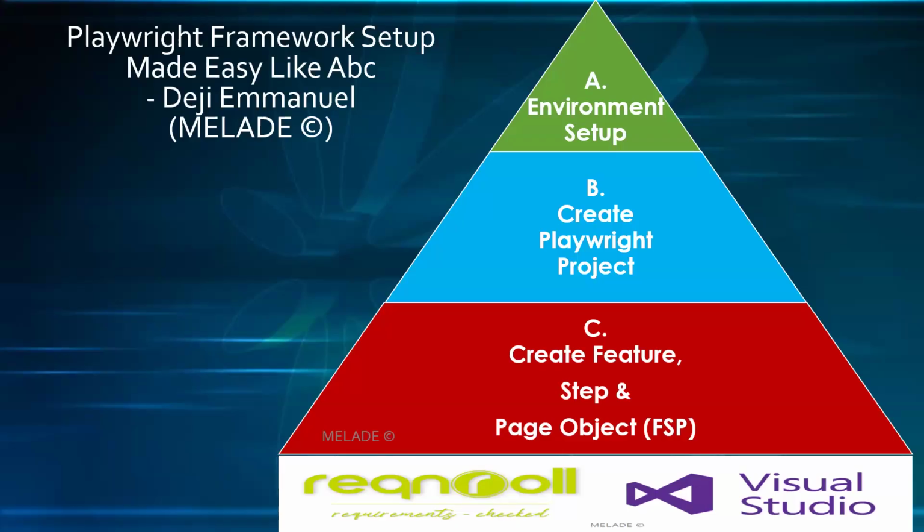The first step is environment setup, and the second step is creating your project. This time around it is a Playwright project. The third step is creating your feature, step definition, and page object. And the sixth step is the most critical part anyway, because that is what you're going to be doing repetitively. First step, set up your environment. Second step, create your project. So this time around, we are going to be creating a Playwright with Reqnroll project, right? Then in the third step, we will be creating feature files, our step definitions, and our page objects. That is the foundation that we want to use for this particular training.